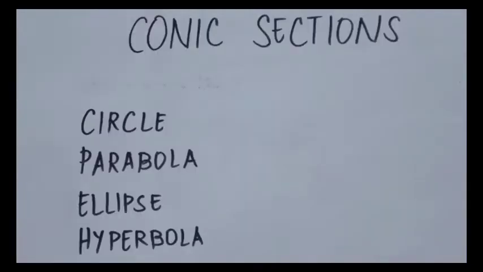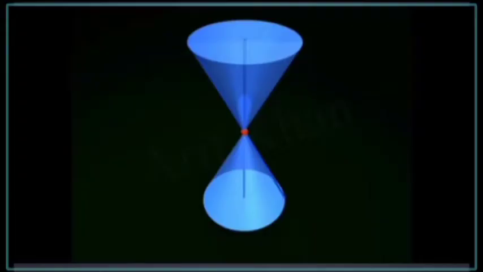Class, this time let us study conic sections. We have 4 conic sections, namely circle, parabola, ellipse, and hyperbola. But let this video show you first the figures of the different conic sections.